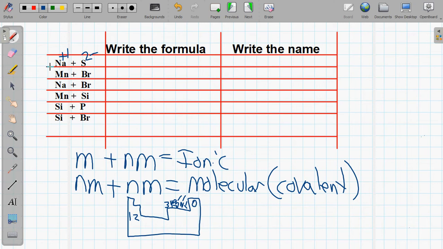Br is in group 17, so it's a 1 minus. So it's a 1 minus there. Sodium is still a 1 plus.